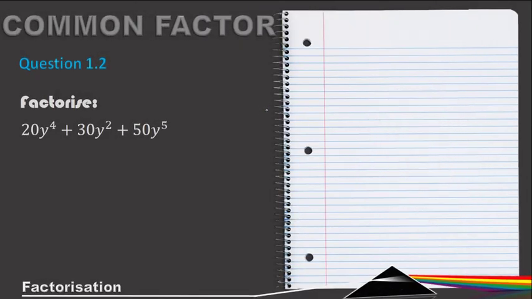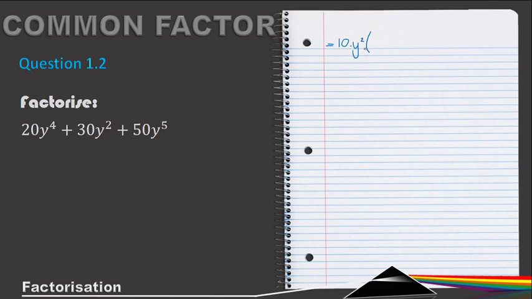Now question 1.2, we have 20y to the power of 4, 30y to the power of 2 plus 50y to the power of 5. Now the highest common factor here is clearly 10. We could take out 10 from each, and then we have our y's. To start off, we take out a 10, and then y to the power of 4, 2, and 5. So the most we can take out from each is 2, so we take out y squared.